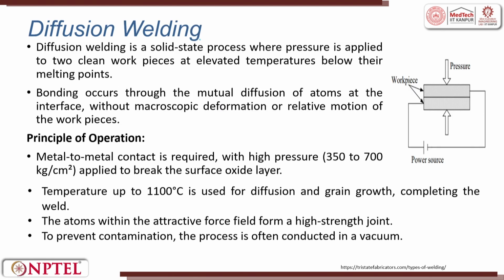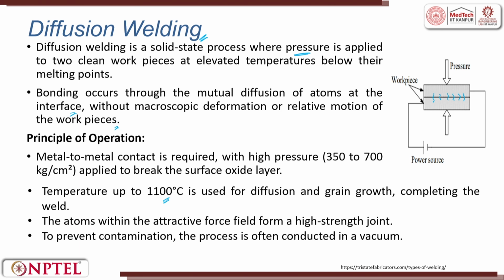The other welding process under solid state is the diffusion welding process. Diffusion welding is a solid state process where pressure is applied to clean workpieces at elevated temperatures below their melting point. You try to join these two. It is diffusion. Why is heat used? Because there is diffusion happening between the metal pieces. The bonding occurs through mutual diffusion of atoms at the interface without macroscopic deformation or relative motion of the workpiece. Okay. So, metal to metal contact is required.